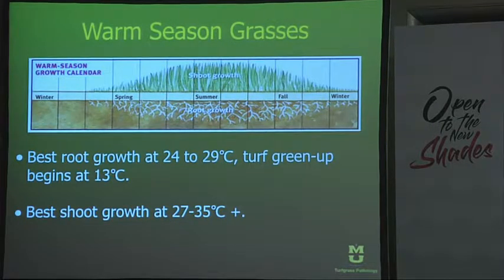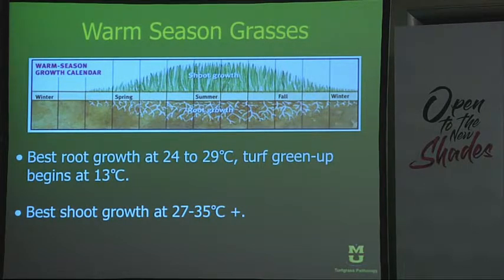When we look at warm season, really it's all tied to temperature. So your best root growth is 24 to 29 degrees C. And then green up occurs if you do have colder temperatures at 13 degrees C, and then your best shoot growth is 27 to 35 degrees C and up.